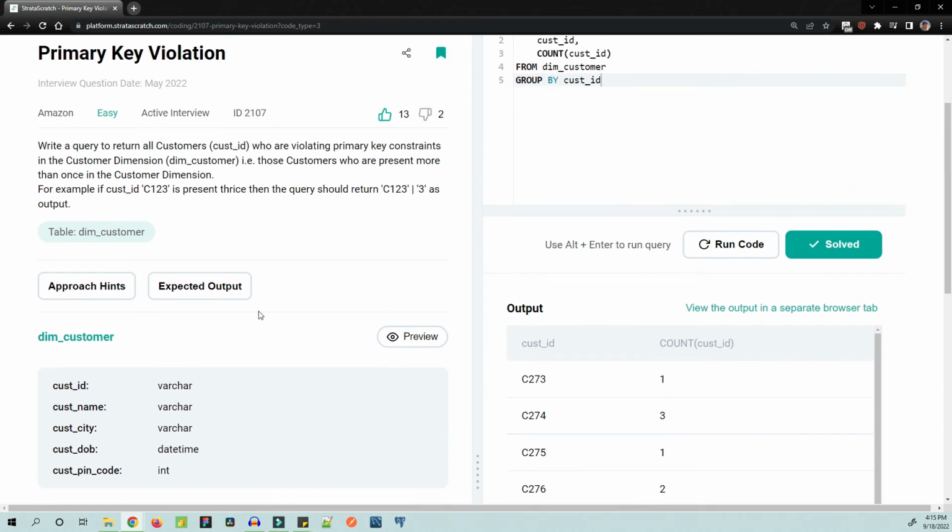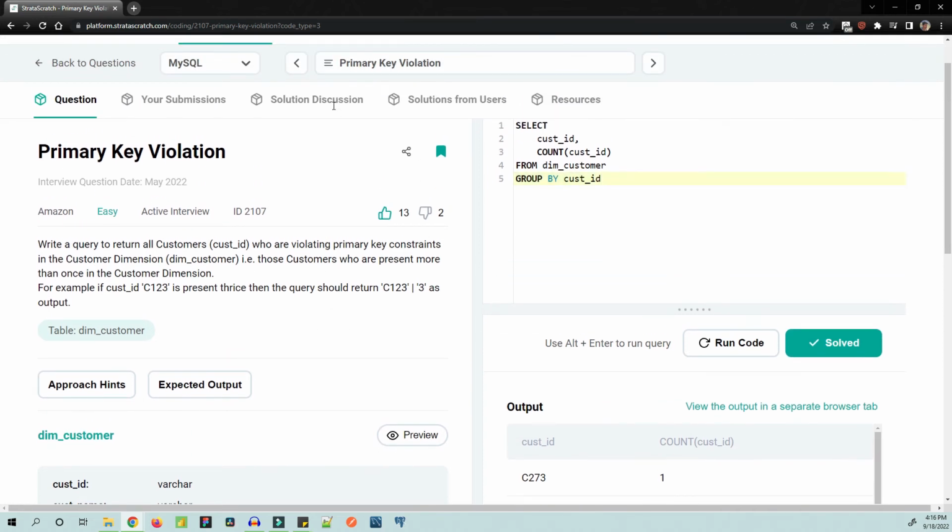Now we can see that this customer has violated the primary key constraint, but this one has not because it is only occurring once, right? So we need to filter out the ones which are occurring more than once basically. So let's put a constraint here, having count cust, or let's put an alias just to make it neat. Count customers, having count customers greater than 1.